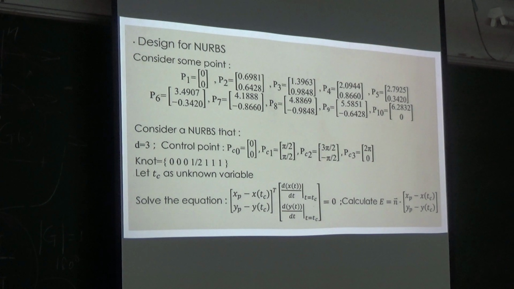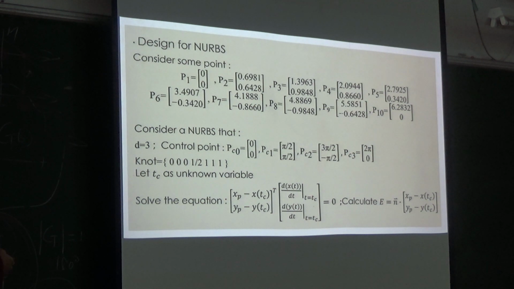Then, in this case, there are many choices. Why do you choose that? You need to choose the degree. You need to choose the control points. You need to choose the knots. How do you choose them in order to fit? I cannot see your idea. And then I also do not understand the E.